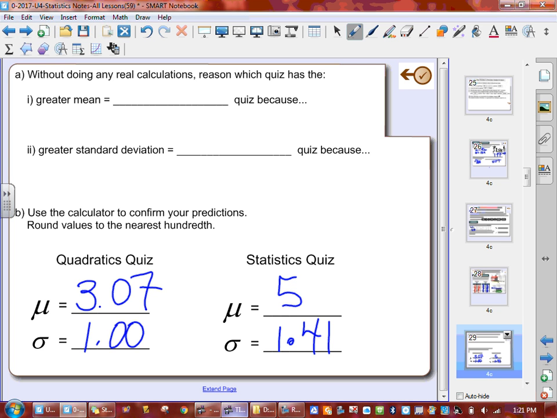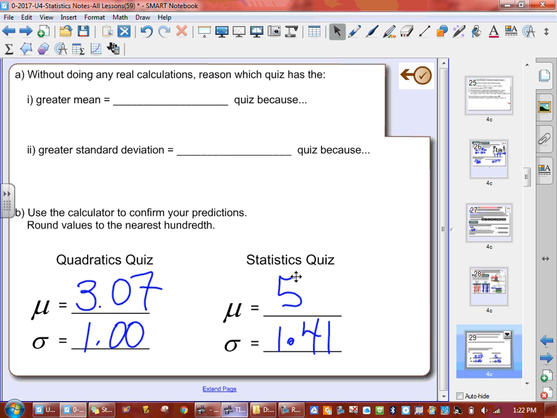So now what we're going to do is we're going to take a look and we're going to answer the questions up here. And we're going to answer it two ways. One with the values and one where it says without doing any real calculations. So just by looking and interpreting the graph.